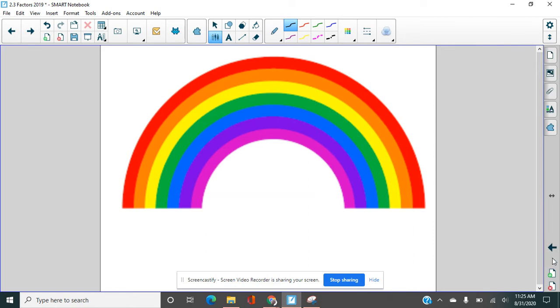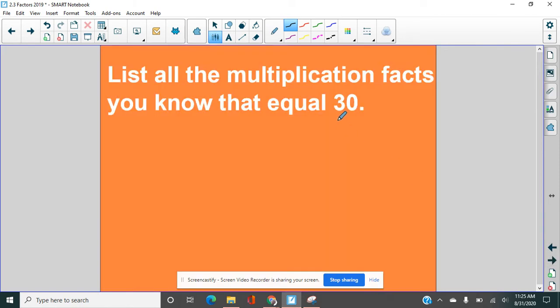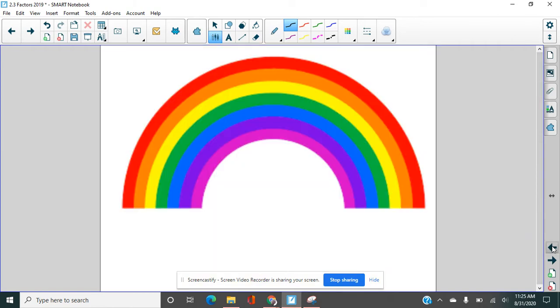And let me show you why. So now we're going to find all the factors of 30. I know that I'm going to start with 1. 1 is always going to be a factor. And what goes with 1? 30. You can actually draw a rainbow or write these on your paper when you're doing this later. So 1 is a factor of 30.